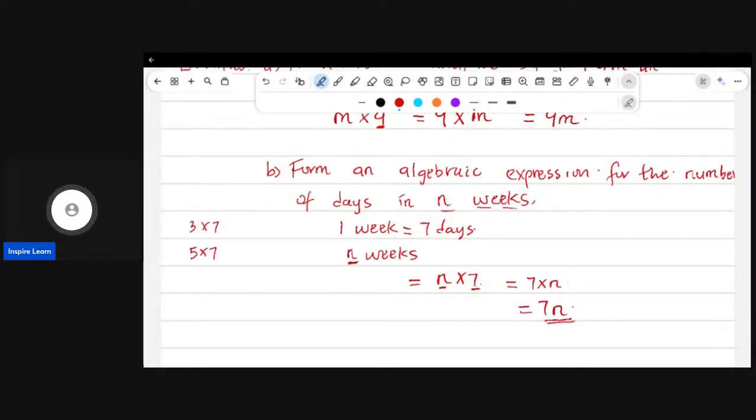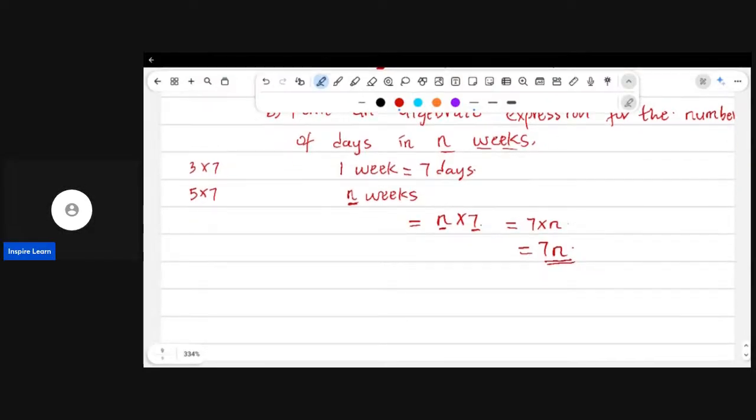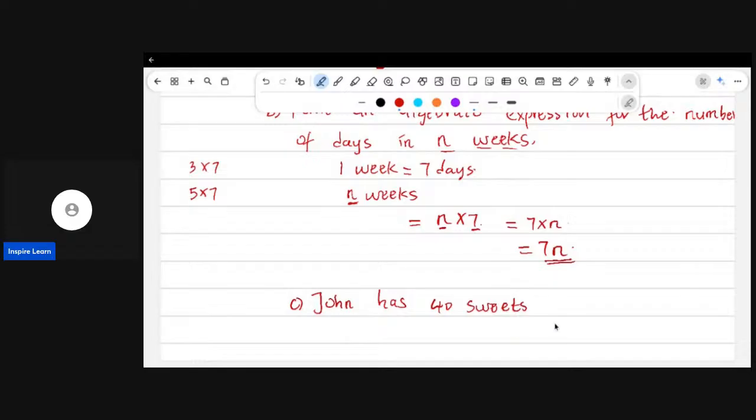Then we have this that is telling us, so we have this C is telling us John has 40 sweets to be shared among his children.